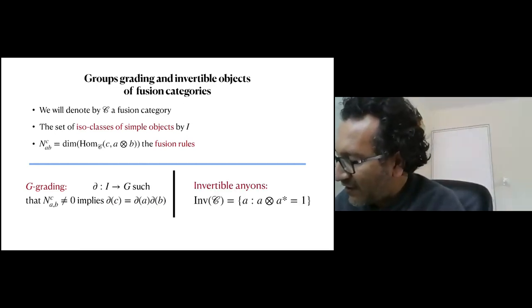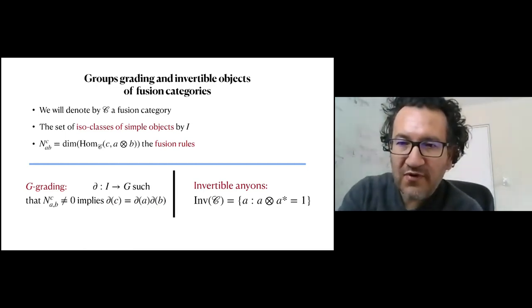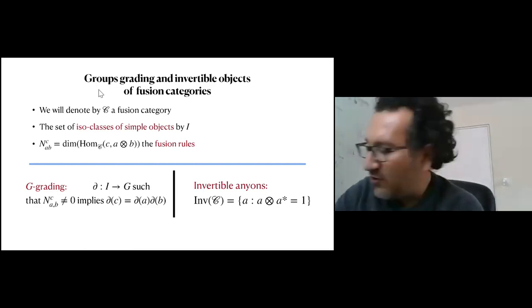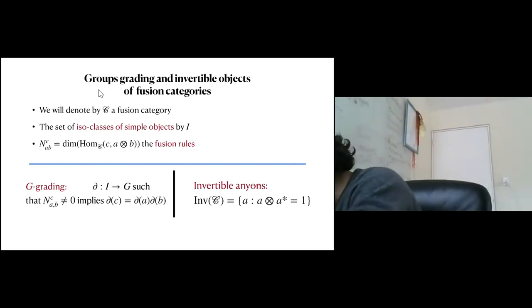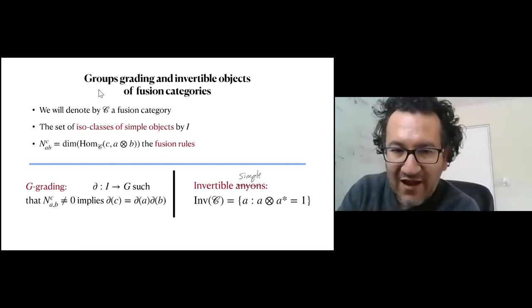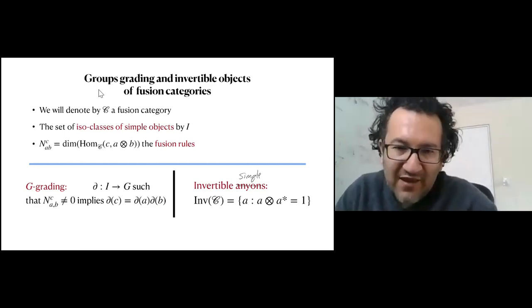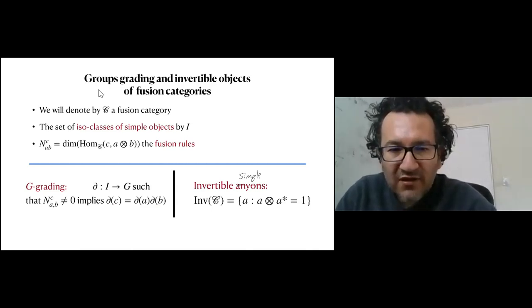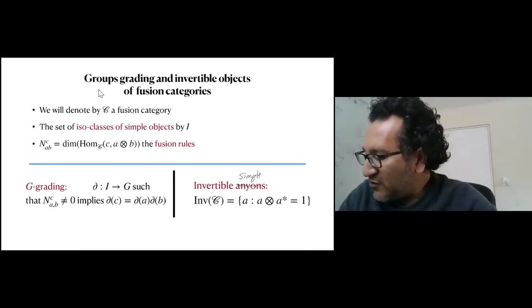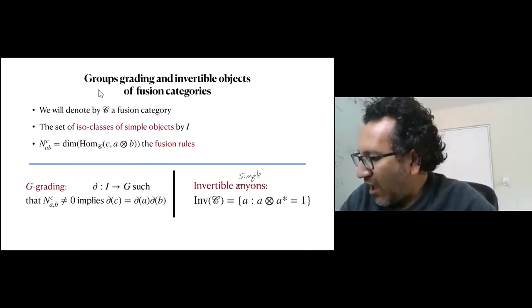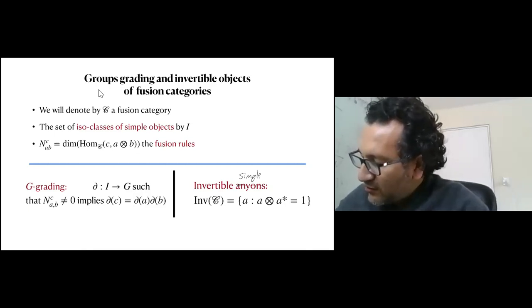The other thing that we need is the notion of invertible simple object. This is an object, in this case a simple object, such that when you take the tensor product with the dual, you get an object isomorphic to the unit. And of course, using the tensor product, you get a group. So we have these two notions. With these two notions, it's enough to describe our construction.